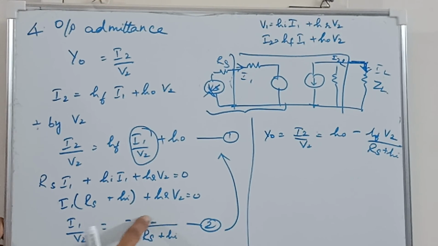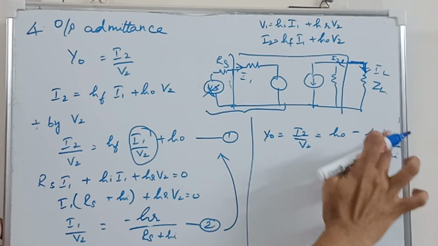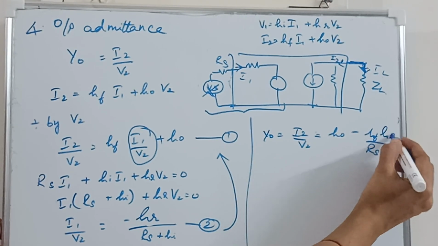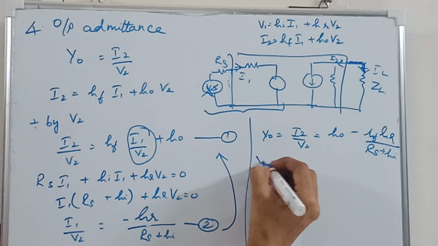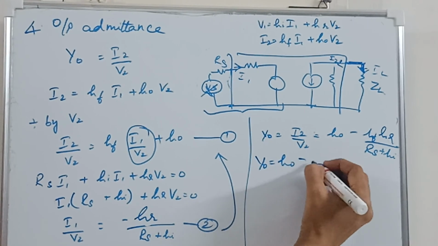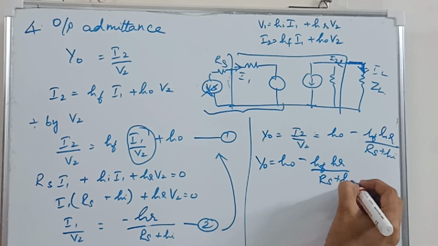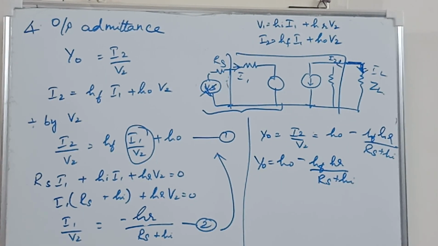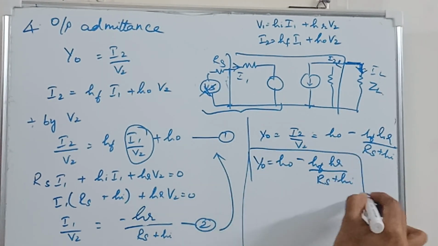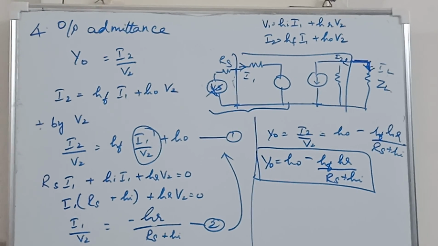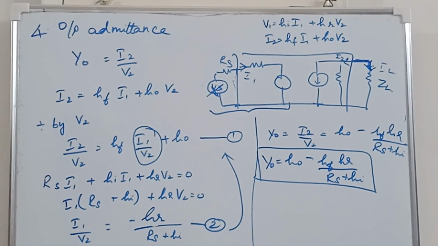Sorry, this is not V2, this is Hr. So if I substitute in this equation, Y0 is equal to H0 minus HF into Hr divided by Rs plus Hi. So this will be your equation for the output admittance. So you can calculate all of these four parameters: the current gain, input impedance, voltage gain and output admittance once you know the values of the H parameters for any of the given transistors.